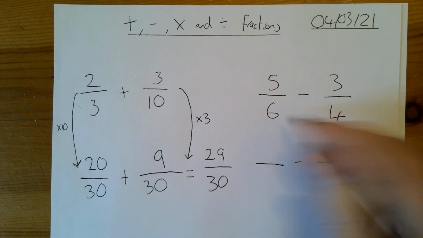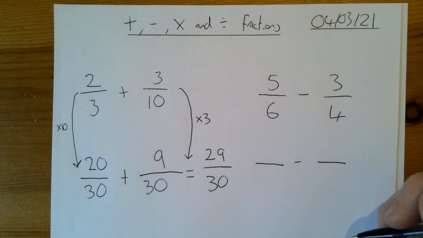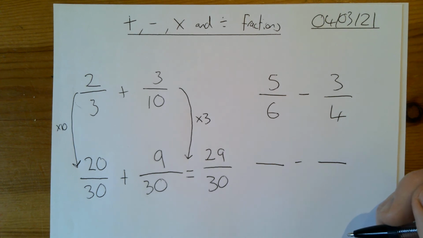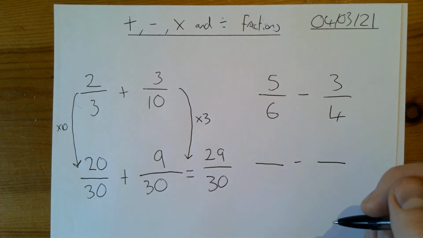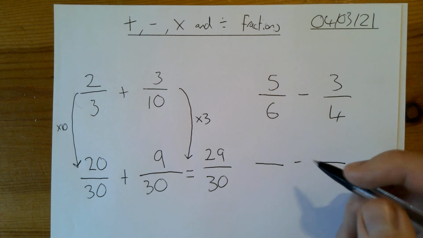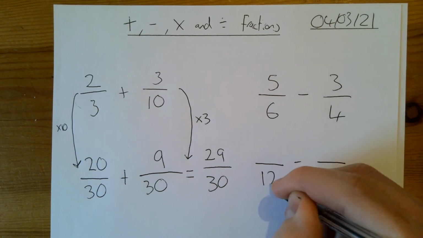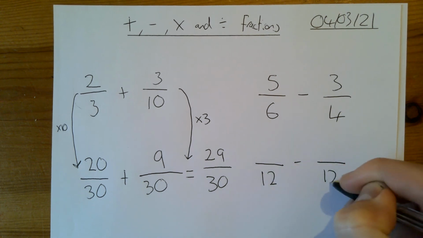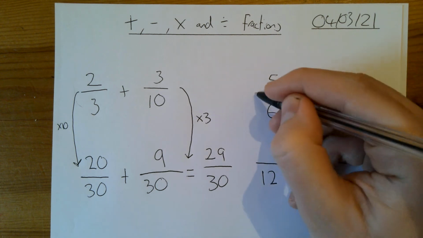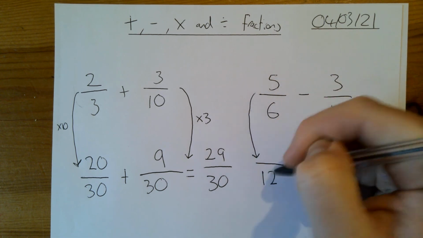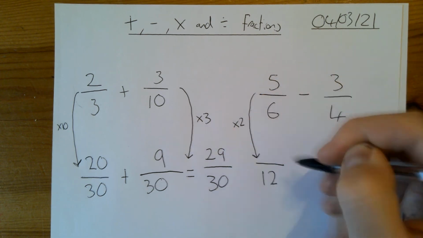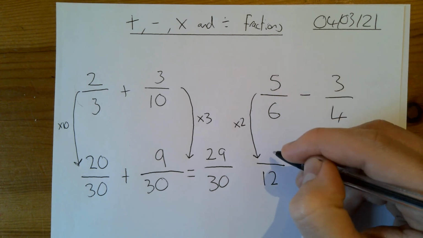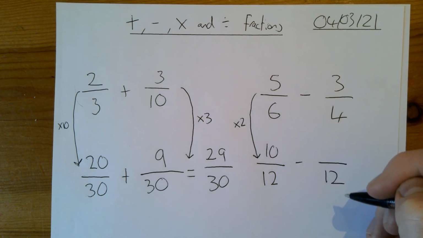Again, I've got two different denominators. Again, there are lots of denominators that I can multiply 6 and 4 up to make. But I would always say the easiest one is the smallest one, which in this case would be 12. But you could do 24 or various different things. To get the 6 up to be a 12, I multiplied it by 2. So I need to multiply the numerator up by 2 as well, so it becomes 10.